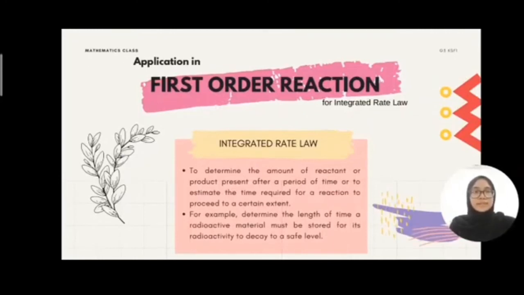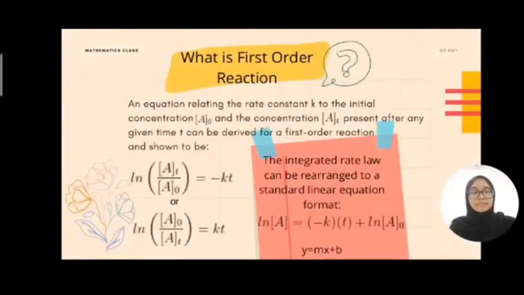I will explain about the application of logarithm in first order reaction for integrated rate law. So before we proceed with first order reaction, let's have a quick brief about integrated rate law. It is used to determine the amount of reactant or product present after a period of time, or to estimate the time required for a reaction to proceed to a certain extent. For example, integrated rate law is used to determine the length of time a radioactive material must be stored for its radioactivity to decay to a safe level.